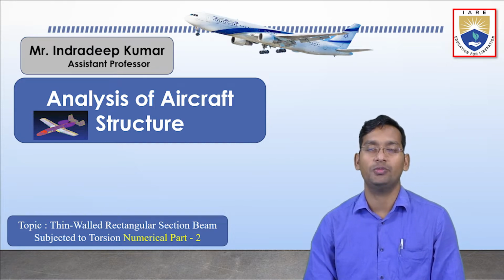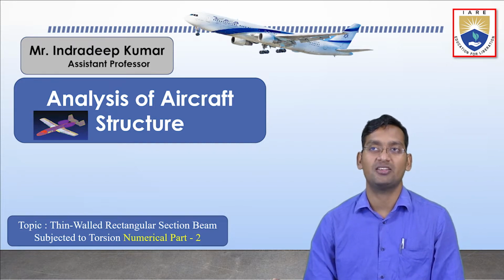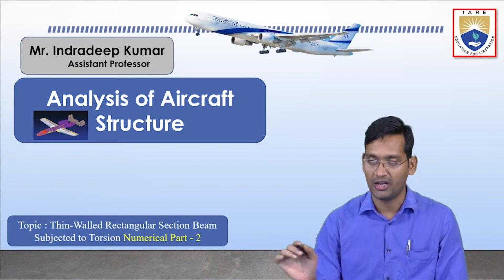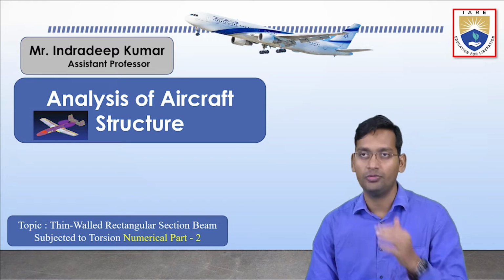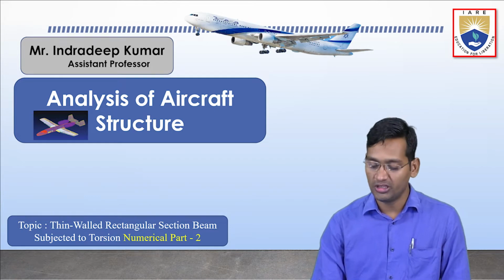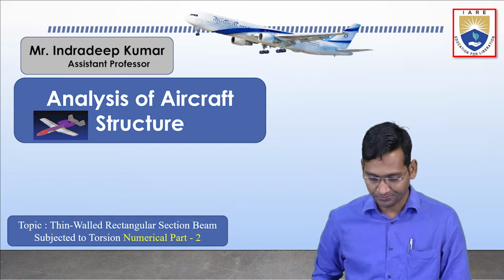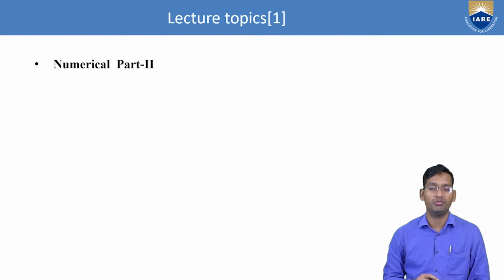So in this video, we will see a thin-walled rectangular section beam subjected to torsion. For this, we had already seen the derivation in the previous video. So in this video, we will see a numerical based on this one. Okay, so numerical part 2. In the previous video, we had seen part 1.